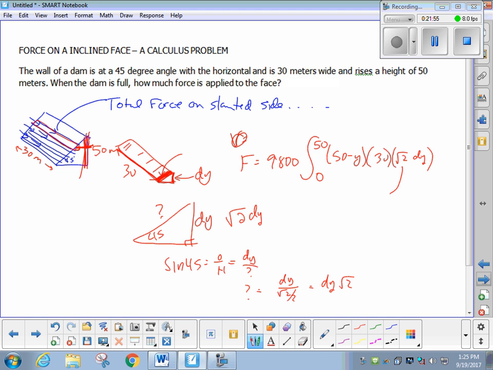Could you also do it where you use trigonometry on the outside and find the force of the vertical component and then divide it by the sine of 45? I got the same answer. You could do that. I don't know if it would always work, but it seems logical. I agree. So I got something like 5.19 times 10 to the 8 newtons. All right, that is that.